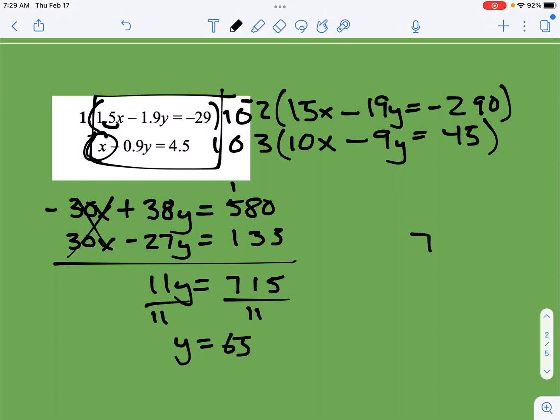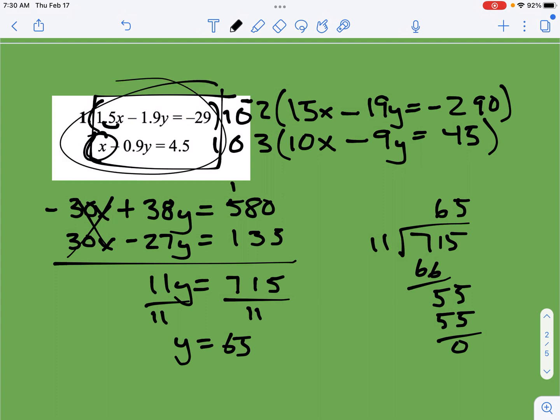And for those of you that don't remember how to divide, right, you just set it up like that. 11 does not go into 7, it goes into 71 6 times. You get 66, bring down your 5, and then it goes in 5, right? 55, and you get 0, right? So y equals 65.